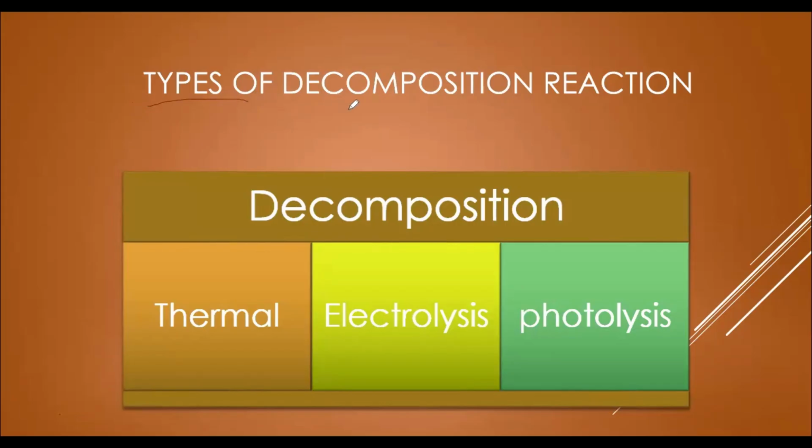Types of decomposition. Different types of decompositions are thermal decomposition, electrolysis, and photolysis. If decomposition takes place by heat, this decomposition is called thermal decomposition. If decomposition takes place with the help of electricity, that is known as electrolysis. And if decomposition occurs in the presence of sunlight, then it is known as photolysis.